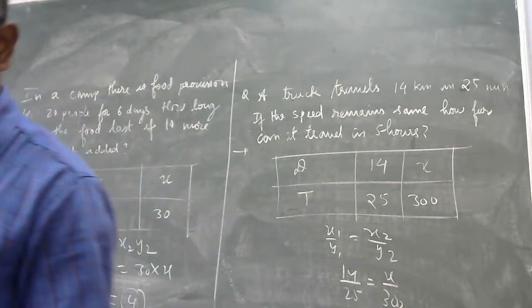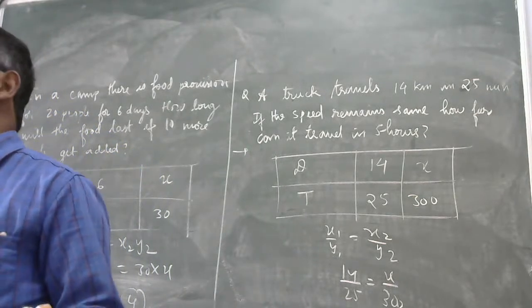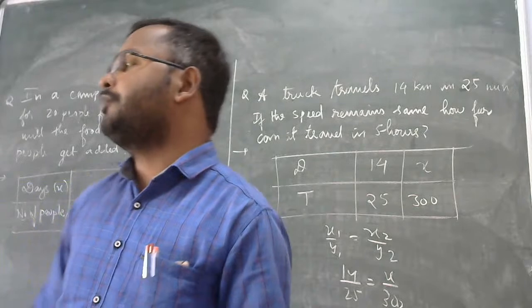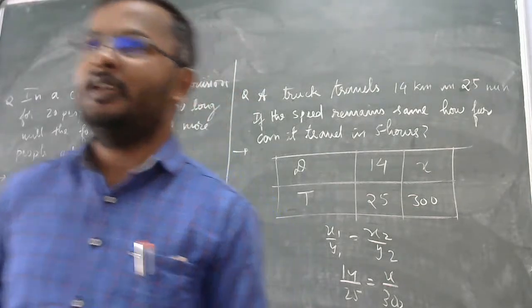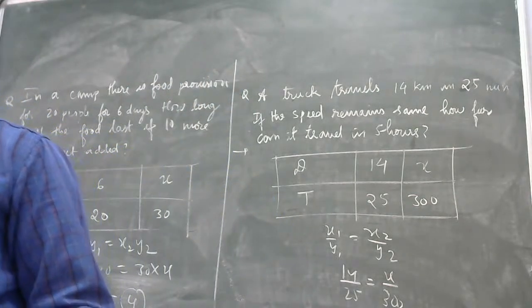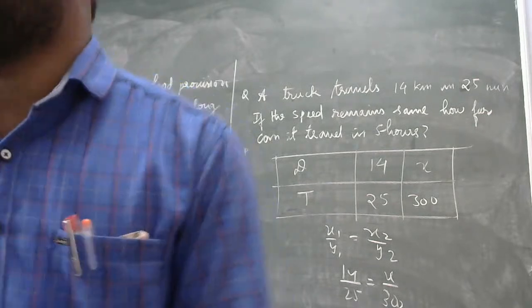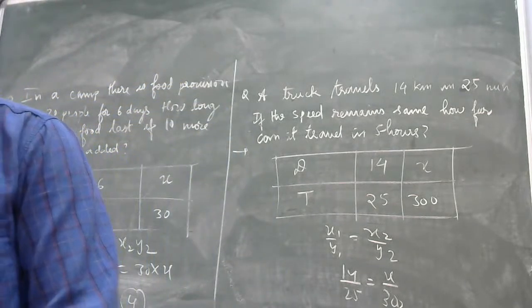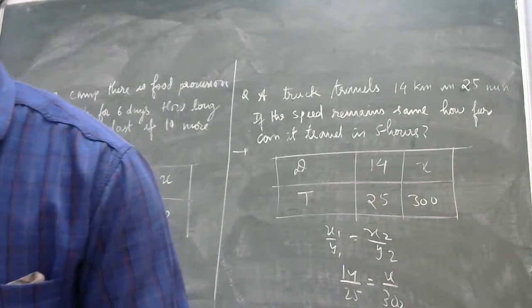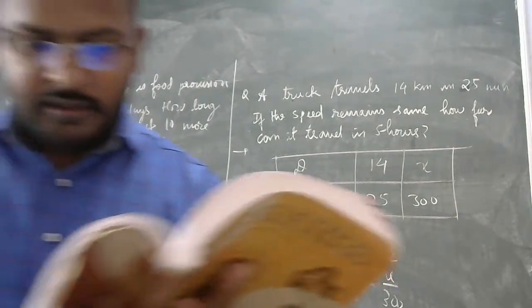And in this, one more type of question is there. To cover a particular distance, if we increase the speed, what will happen to time? Time will get decreased. So that question is of inverse proportion. So in inverse proportion, let me tell what types of questions are there.